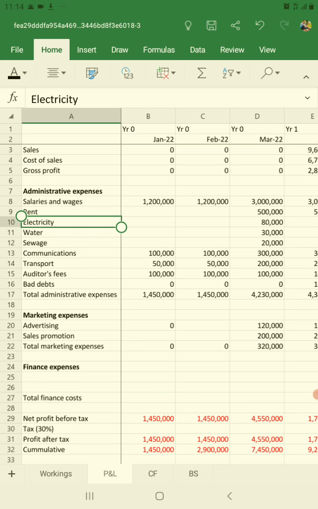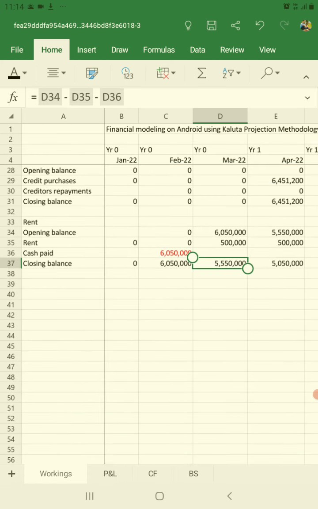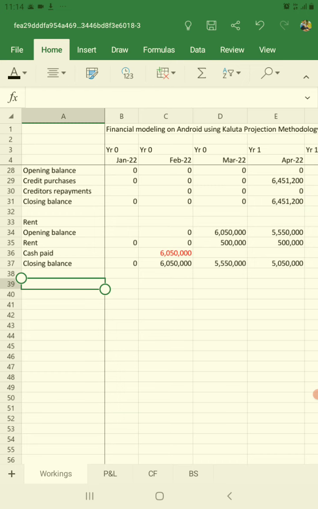At the end of the month you get a bill and you pay it in the next month. Okay, so the same assumption we will do for water and for sewage services. So we are going to workings here and then put electricity.